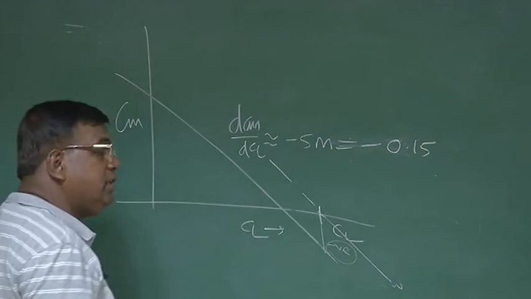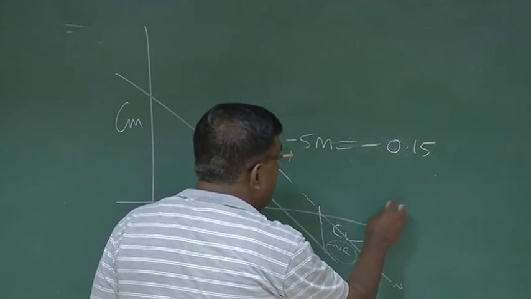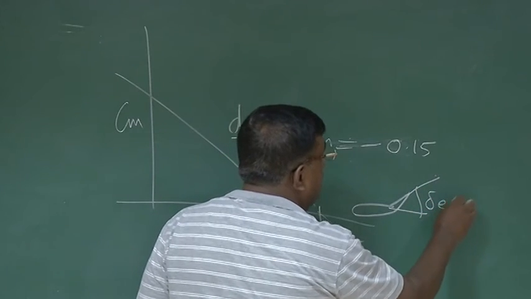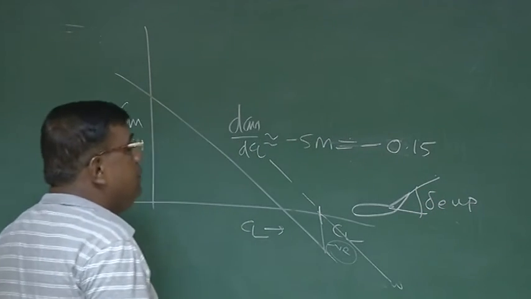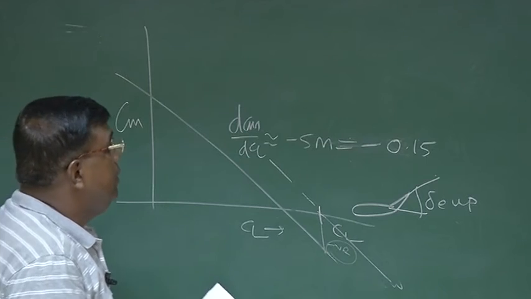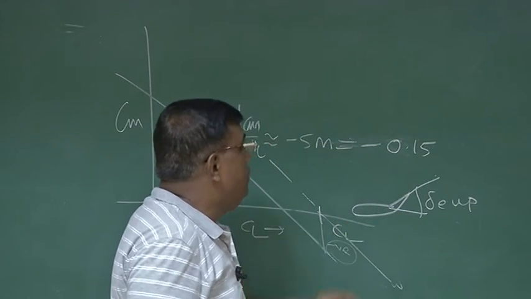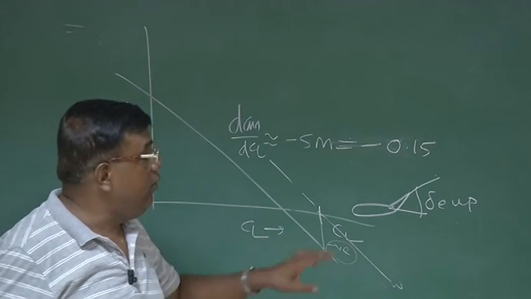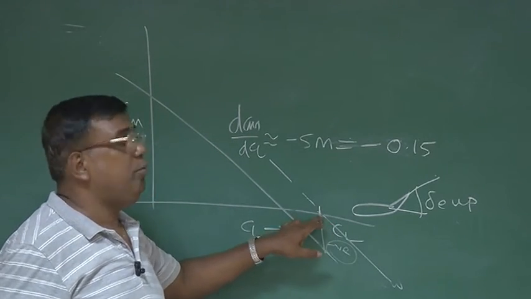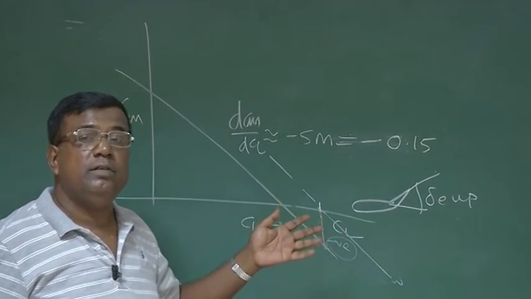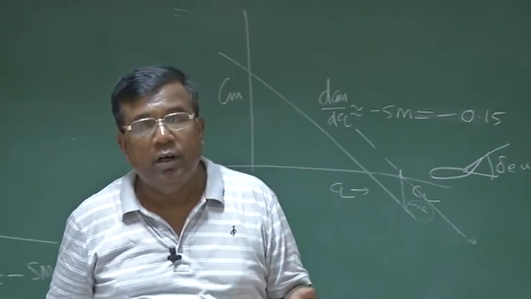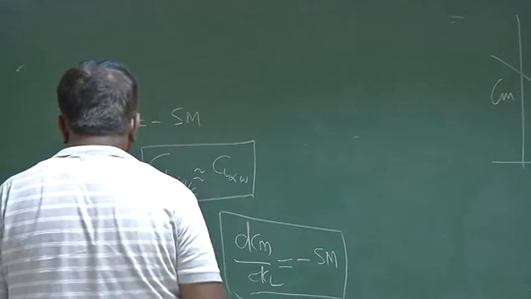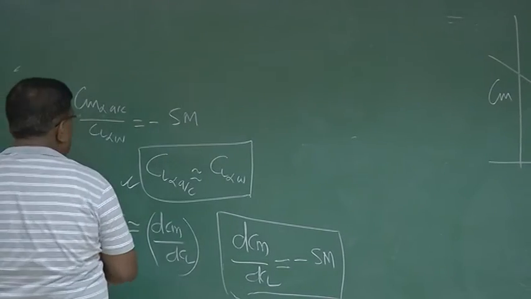How do I generate this? I generate this positive moment now to counter this negative moment by giving the elevator up deflection. So that elevator up deflection should generate enough positive pitching moment to counter this negative moment, so that at this point, again the moments are zero, so they are at trim, or they are at equilibrium. Okay? So if this understanding is there, then we will formulate.